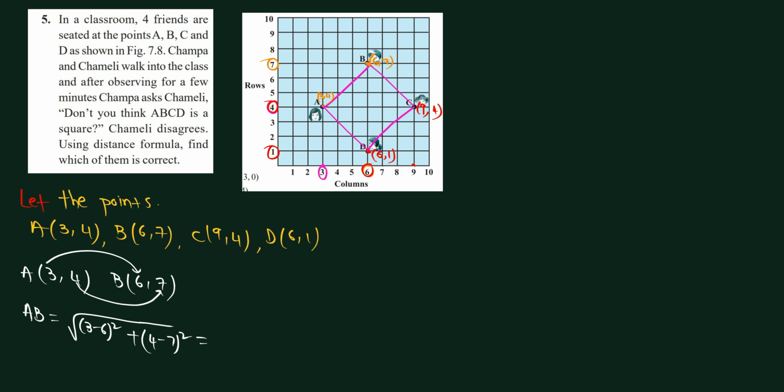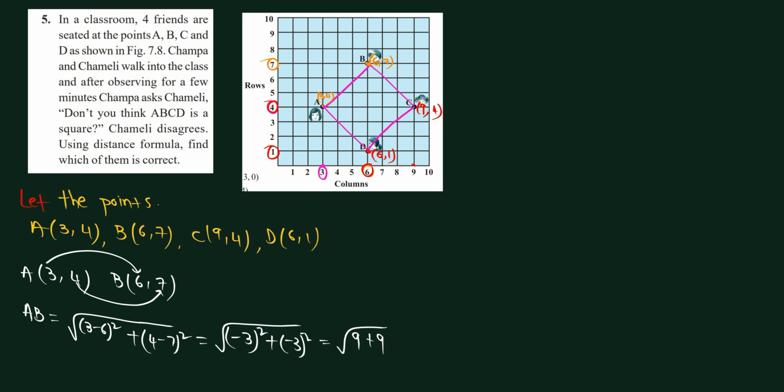So which is equal to root over 3 minus 6 is minus 3, 4 minus 7 is minus 3. Okay, minus 3 whole square. 3 square is 9 plus 3 square is also 9. Minus 3 into minus 3 is 9. Minus 3 square is 9. Root over 9 plus 9 is root 18.